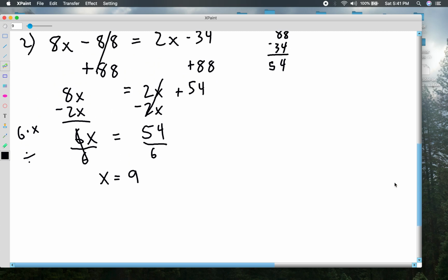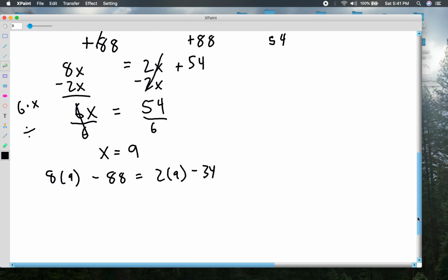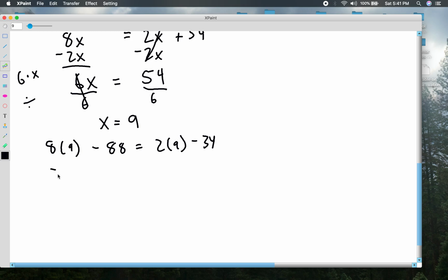Okay, well, let's check to see if that's actually true. So we have 8 times 9, if we plug it in, minus 88 equals 2 times 9 minus 34. So let's double check to see if that actually is going to work. So 72 minus 88 equals 18 minus 34. So I'm at 72, positive 72, and I subtracted negative. That's going to take me into what I call minus world, old school Mario Brothers reference there. So I know that I'm just going to do 88 minus 72, but it's going to be a negative number here.